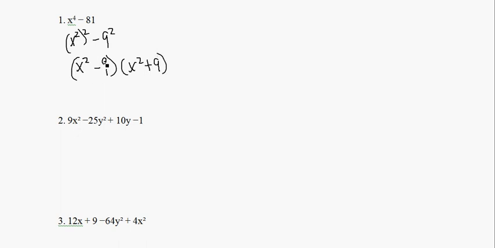We have another difference of two squares here. This is x squared and this is 3 squared. So there's a perfect square here. So this can be rewritten as x minus 3, x plus 3, and then this is not factorable, so it's just x squared plus 9.